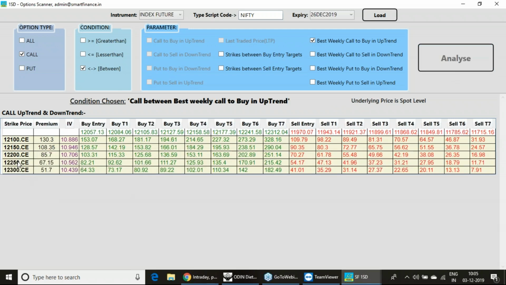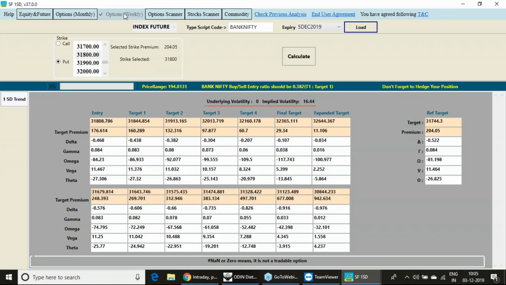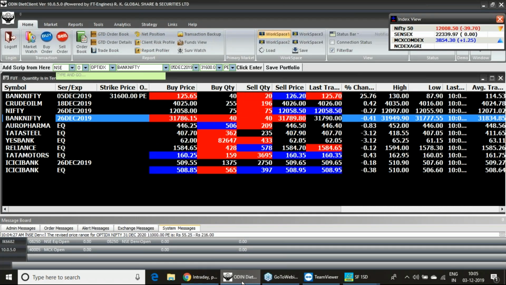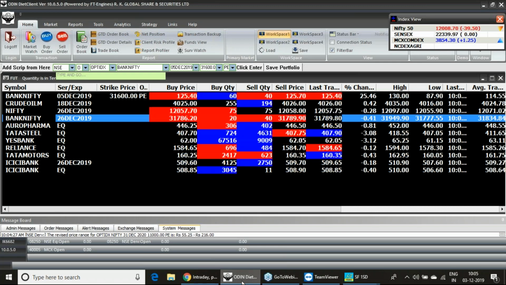So if you want weekly options, this is the same strike, you can just analyze in the weekly options. But it is not recommended to buy and hold weekly options. Weekly options you can use for an intraday trade, but I will not suggest you buy and hold the weekly options.